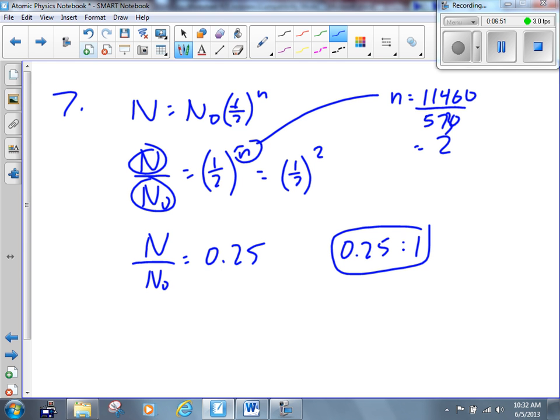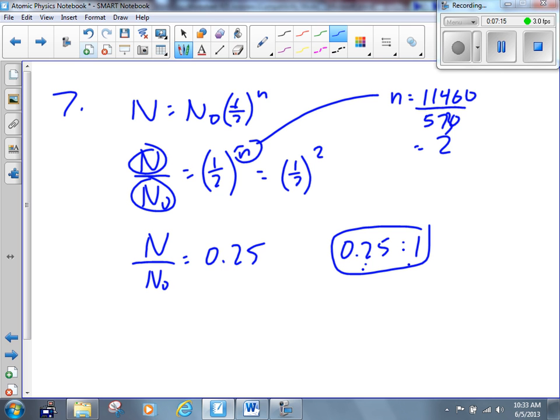No, the current activity is going to be the smaller amount. So current to original. My current activity is 0.25, 25% of what my original activity was. So it's going to be 0.25 to 1 or 1 to 4.